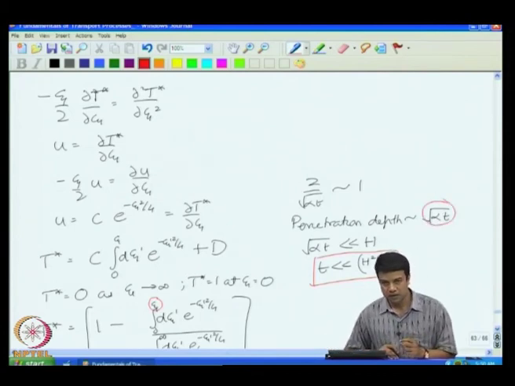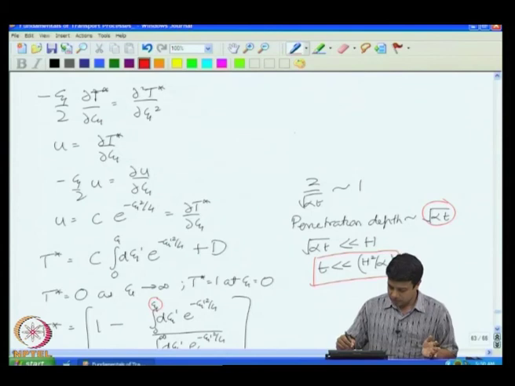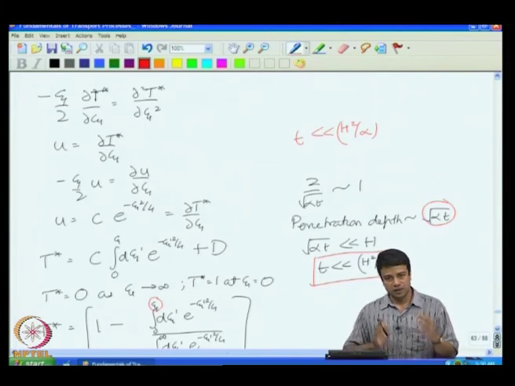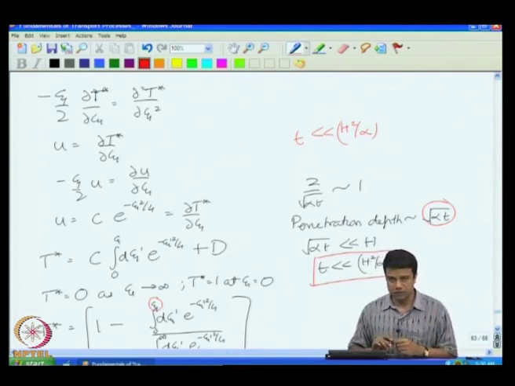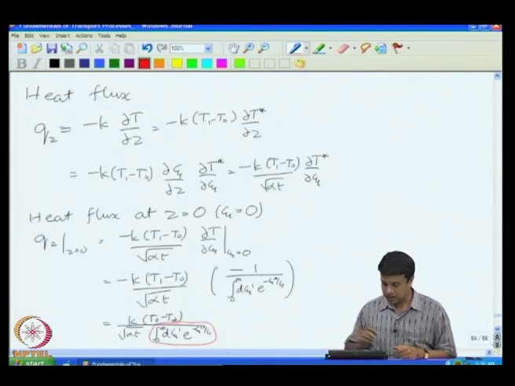Obviously, if you had a finite channel, the analysis that we did will be valid only when t is small compared to h square by alpha. At these very initial times, this analysis will be valid. When t becomes comparable to h square by alpha, then the influence of the boundary condition of the top plate is felt, and this analysis is no longer valid. And I showed you what the solution was, and the heat flux decreases as t power minus half.